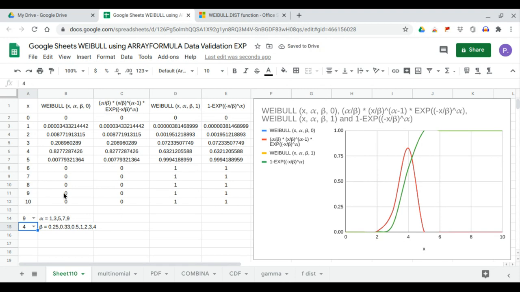So this completes the use of array formula, data validation, and the EXP or exponent function to generate the Weibull distribution function, both in the form of probability density function and cumulative distribution function.